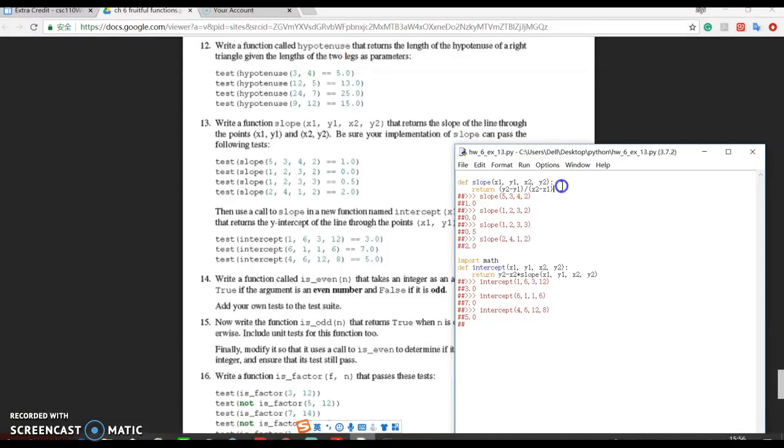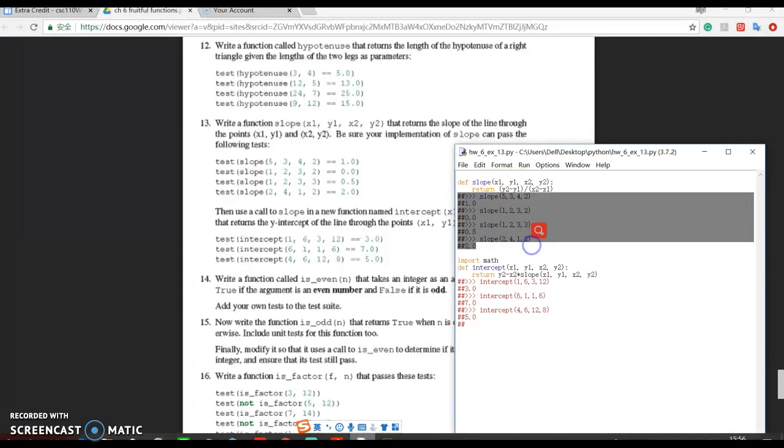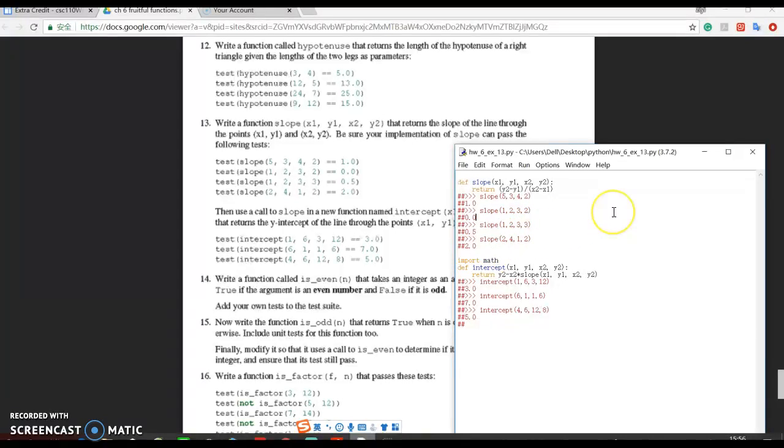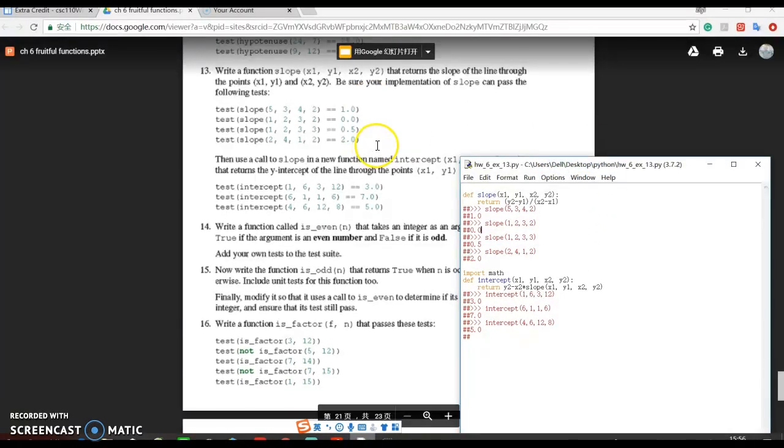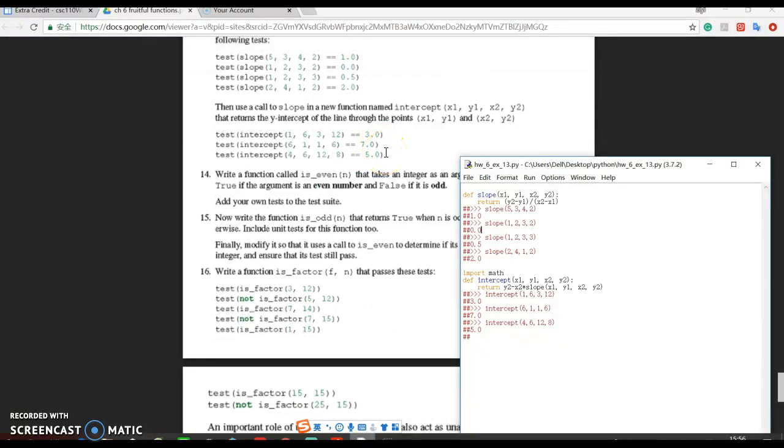Here's the function, and then the formula for the slope is just y2 minus y1 divided by x2 minus x1. So that's the formula, and we return that formula. And those things in the shell, we will talk about later. Because this is a function like slope, it's in the math background, so the module is math. So import math.